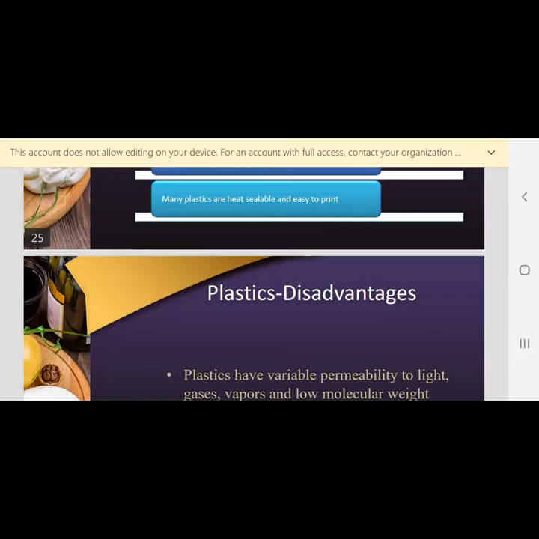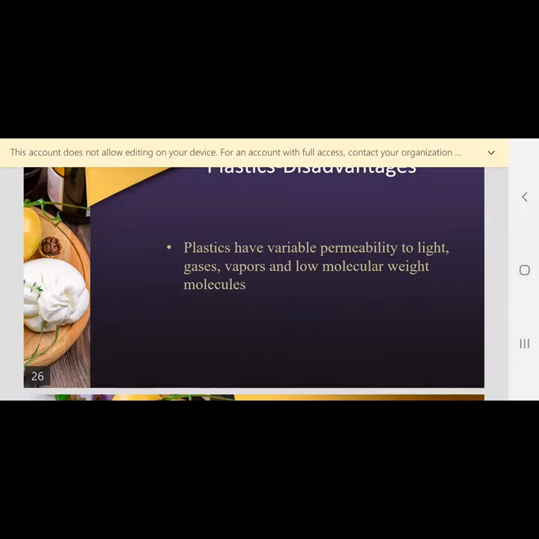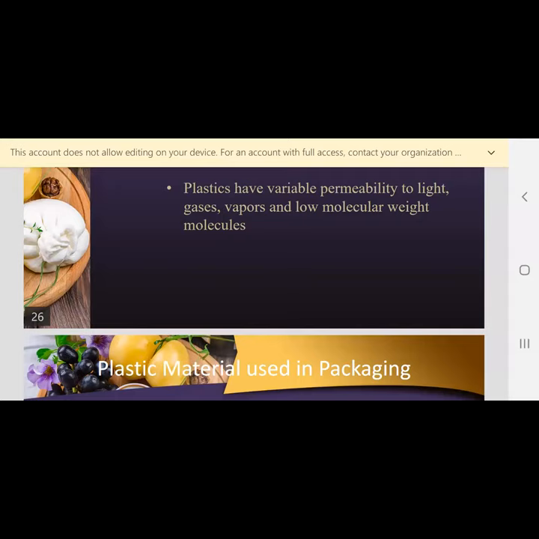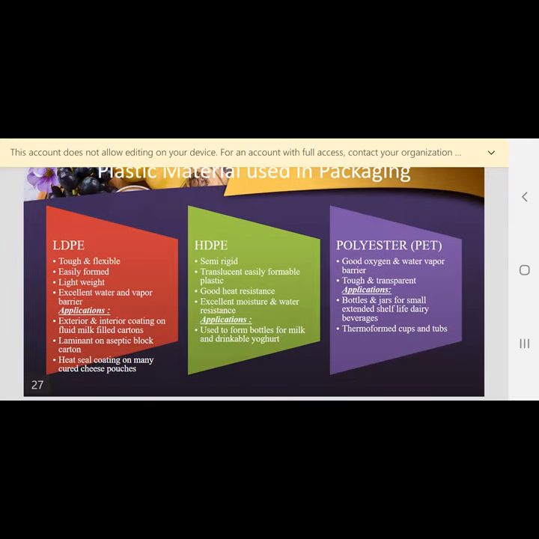Next, what is the disadvantage? Plastics have variable permeability to light. Plastic has various porosity and various grain, dependent on various grades and qualities. That's why its permeability varies for light, gas, vapors, and low molecular weight molecules. Okay, and next comes the plastic material used in packaging. Basically, there are three different types of plastic which we use in food packaging.